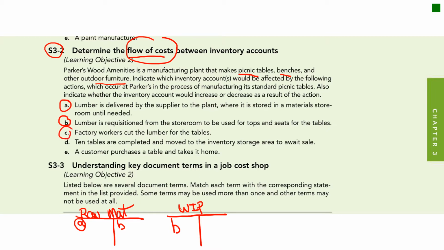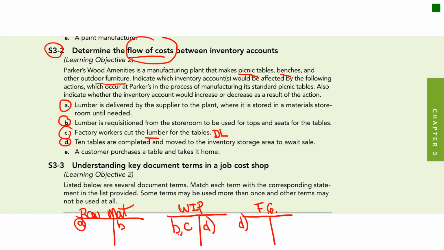In letter C, it says factory workers cut the lumber. So that's basically direct labor. So that would be letter C. That would also go into work in process, because that's also part of your product cost. And then letter D, it says 10 tables are completed and moved to inventory. So we know that would be finished goods would be increasing. So that would be letter D. And of course, you'd be decreasing work in process.